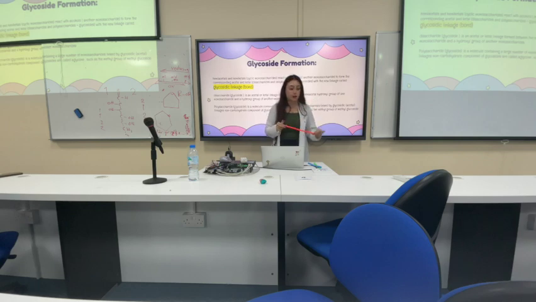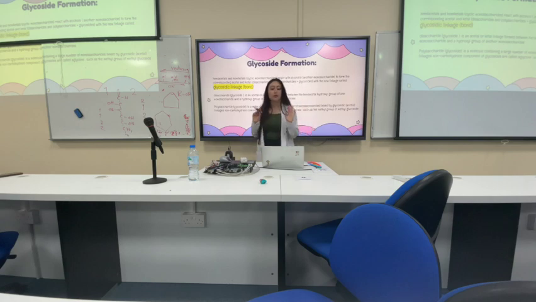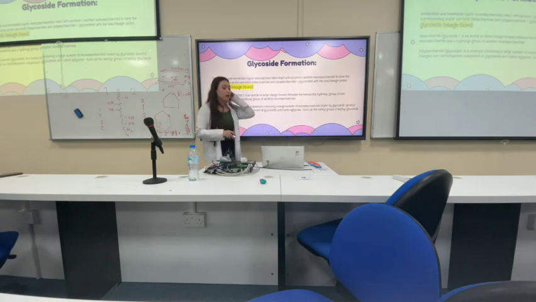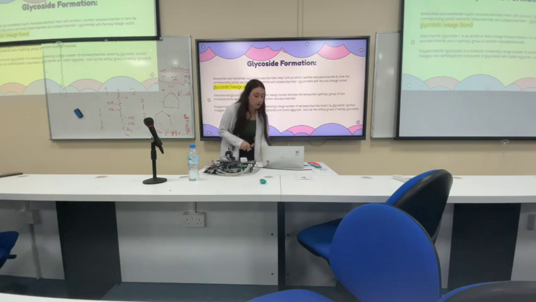All the carbohydrates, especially the structural ones, we need them to build strong structures together. So we need some kind of bond between them. This is the glycosidic bond or glycosidic linkage. It's very important for disaccharides and polysaccharides.